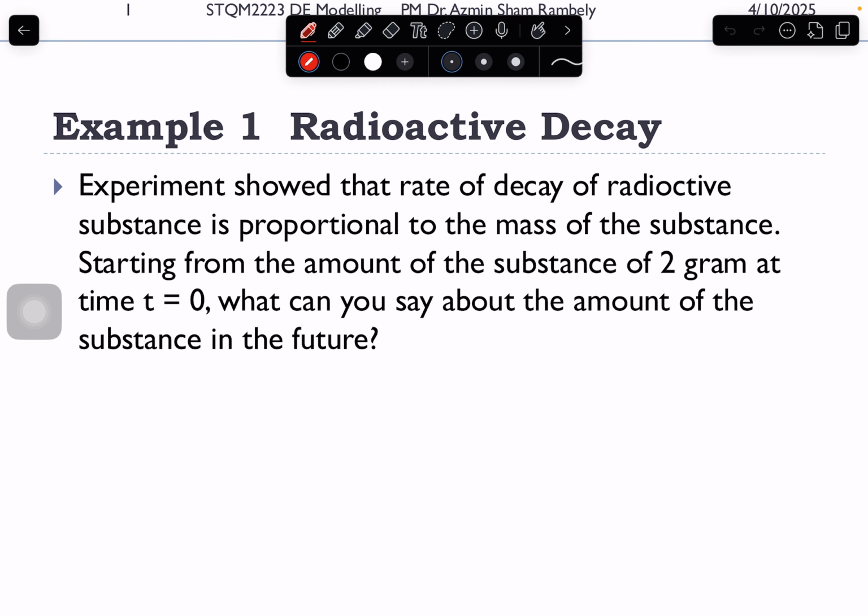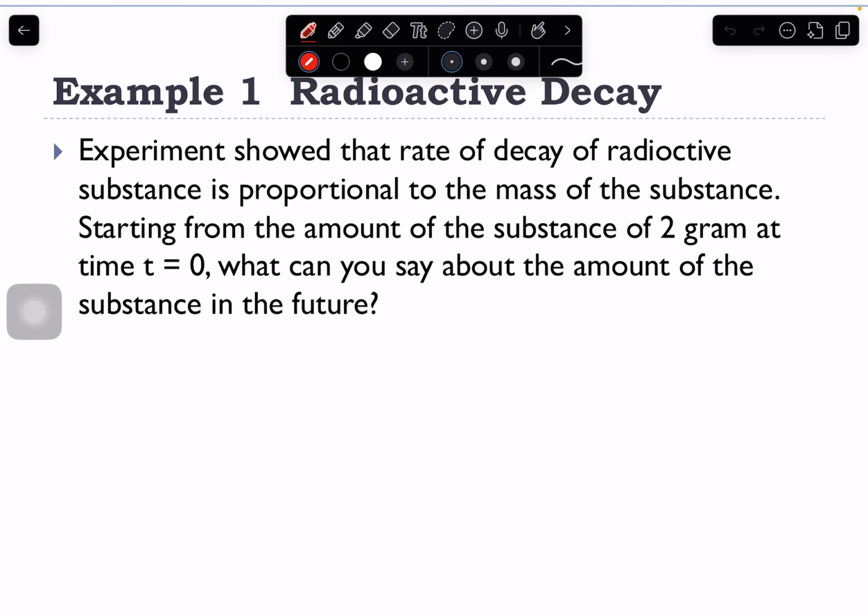Radioactive decay. An experiment showed that the rate of decay of a radioactive substance is proportional to the mass. First you read the problem. What does it say? In this case, it says that the rate of decay of a substance is proportional to the mass. So we are talking about the mass. Let's read the whole paragraph.